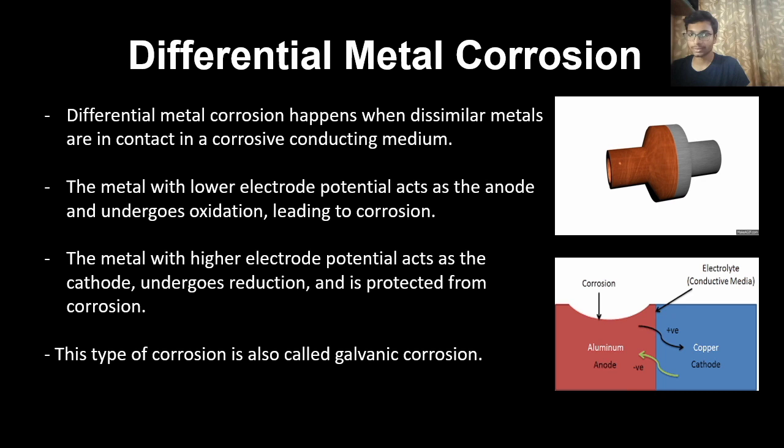Differential metal corrosion. Differential metal corrosion happens when dissimilar metals are in contact in a corrosive conducting medium. The metal with lower electrode potential acts as the anode and undergoes oxidation, leading to corrosion, whereas the metal with higher electrode potential acts as the cathode, undergoes reduction, and is protected from the corrosion. This type of corrosion is also called galvanic corrosion.